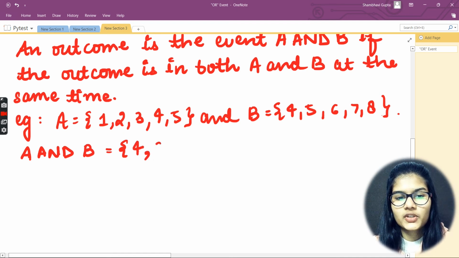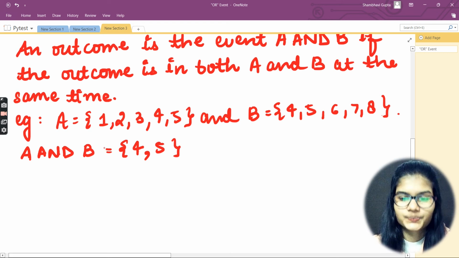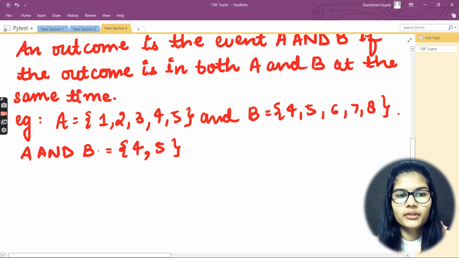So the common outcomes which I'm having are 4 and 5, right? So I did mention 4 and 5 in the A and B. So this is how you use the AND event. Whenever you have to find out the AND event, whatever the common outcomes you're having in both of the events, that common event will be your answer.